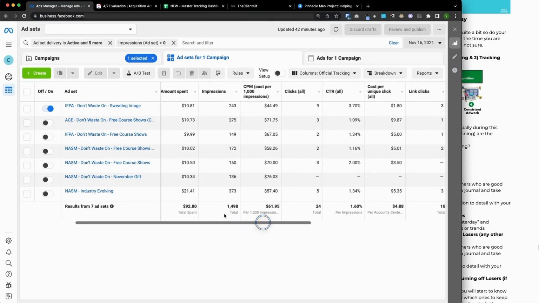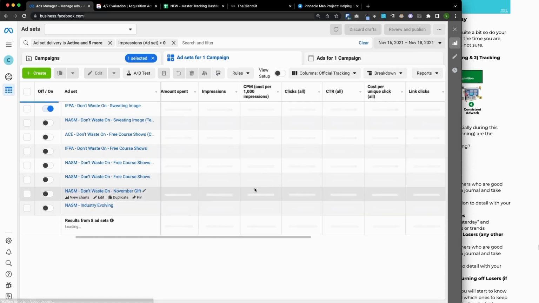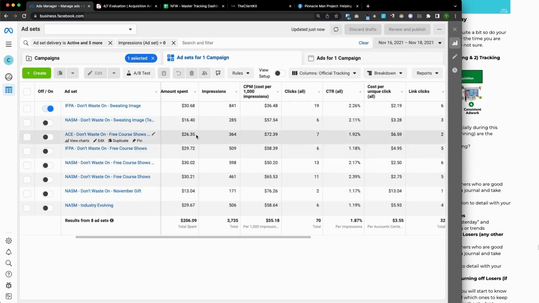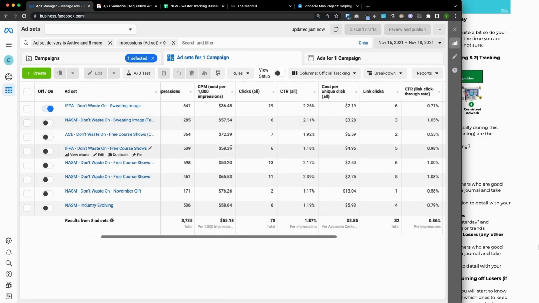Okay, how much have we spent so far? But we're not only going to observe on the day, we're also going to observe over a 3-day period. So we're going to say, from the 16th to the 18th, over those 3 days, let's look at the data and what that looks like. Over here, we spent 16, 26. We're looking at the budgets over here. We see the impressions, 57, 72, 58, 50.